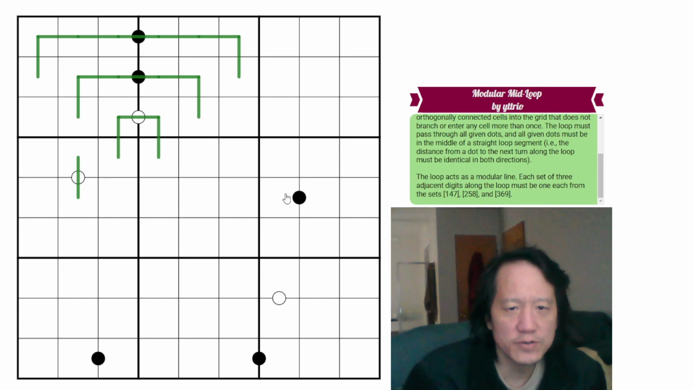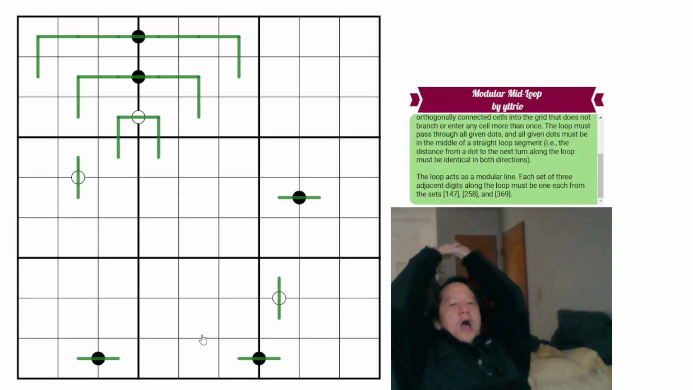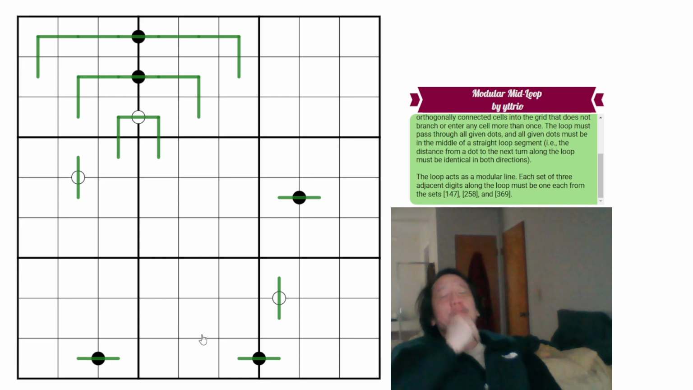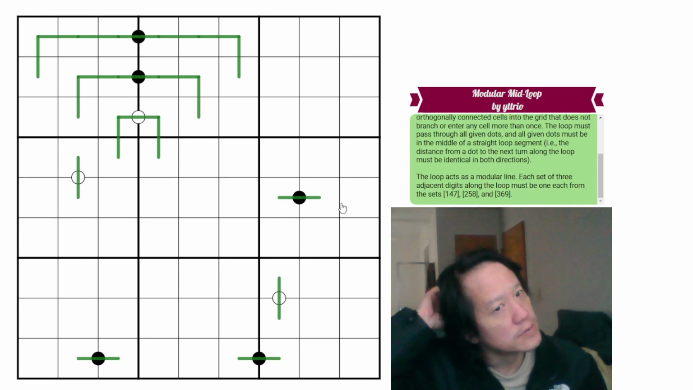So each one of these can be a certain amount, right? This is at most 2, either way, or it could be 1. This could be a full 3 here, and this is also 2 at most.